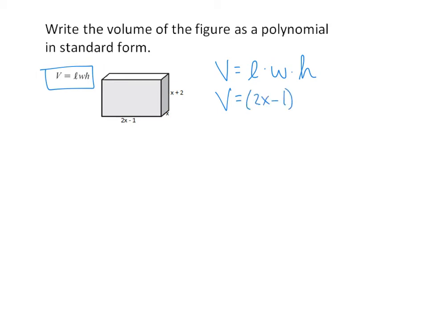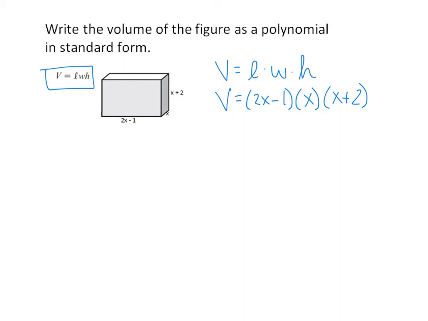The width is x, and the height is x plus 2. Now notice, if you would have put the length in as something else, like x or x plus 2, it would have been fine, because we are multiplying these three things, and we can multiply them in any order, so it doesn't actually matter which one you put in for which variable.